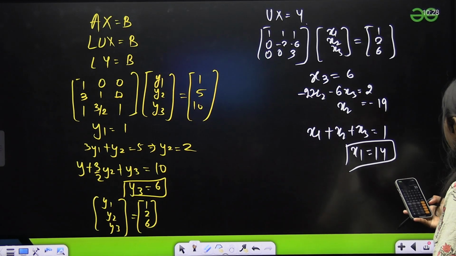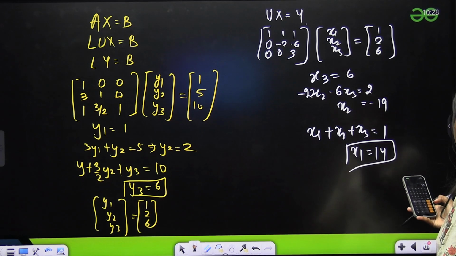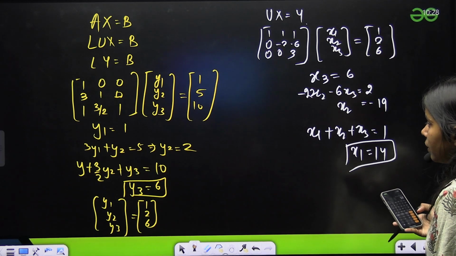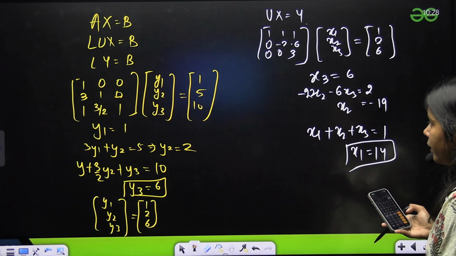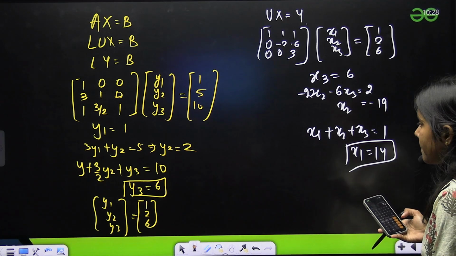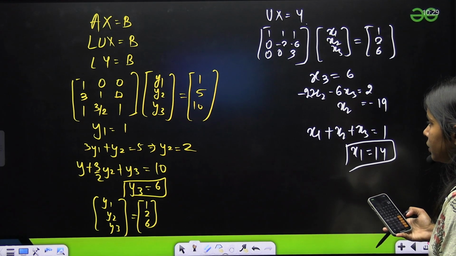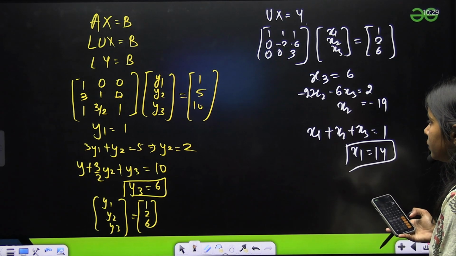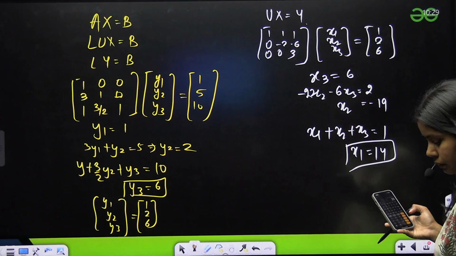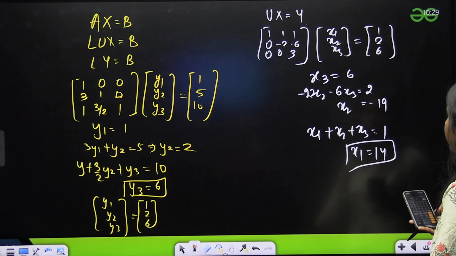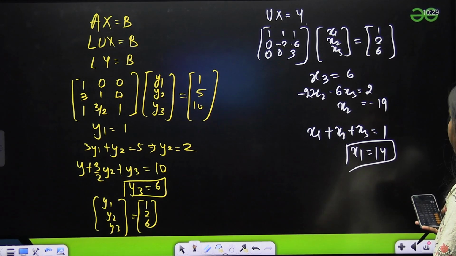ये 1 5 10 किया था x3. एक बार चेक करो सब लोग कैलकुलेशन. y1 I got as 1, y2 I got as 2 and y3 I got as 6. बार चेक कर लेते हैं. 1 2 6. ठीक है. लेफ्ट साइड हमने 1 5 और 10 नहीं ली थी ना. कैलकुलेशन में बहुत एरर देख लेना एक बार चेक करके. 1 2 और 6 मेरा वेक्टर बना.